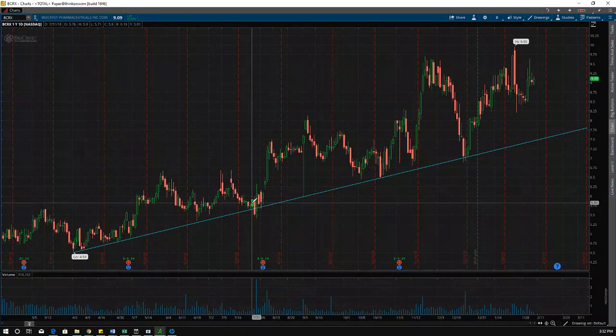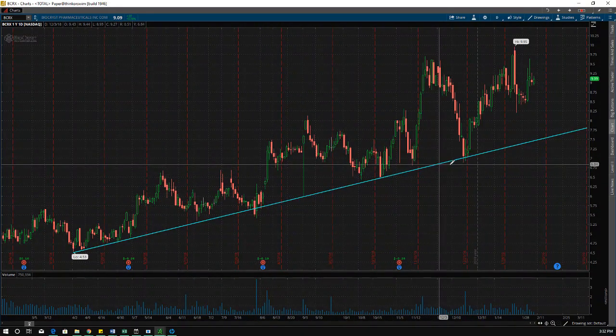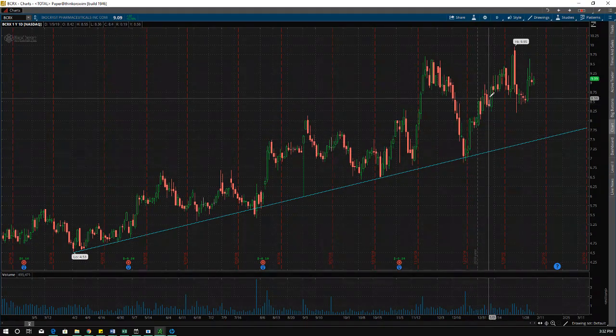Now, of course, we have some outliers. For example, right here, the wick kind of goes below the support. So these are outliers that did end up going a little bit below support, but as we see here, it still bounced back up and corrected itself.